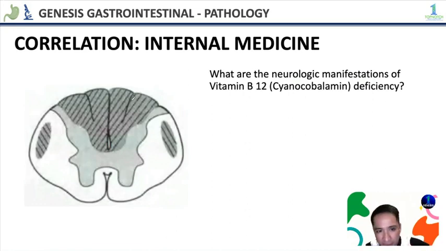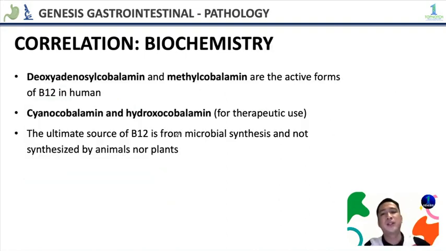Yes. So can you tell me, if there is a deficit in the dorsal column, what is the manifestation in the patient? I believe you're going to answer that with B12 deficiency, the patient will present with impaired vibratory and position sensing. In the spinocerebellar tract, there is ataxia. In the lateral corticospinal tract, there is spasticity. Very nice. That's how you correlate it. Do not forget, with correlation to your B12, we have deoxyadenosylcobalamin and methylcobalamin, which are the active forms of B12 in humans.